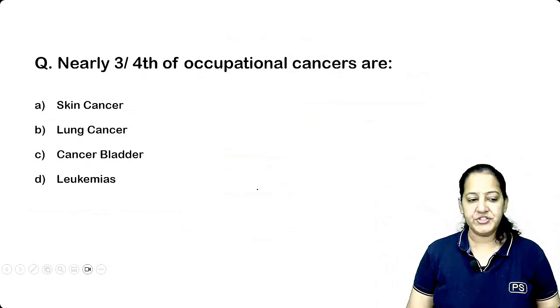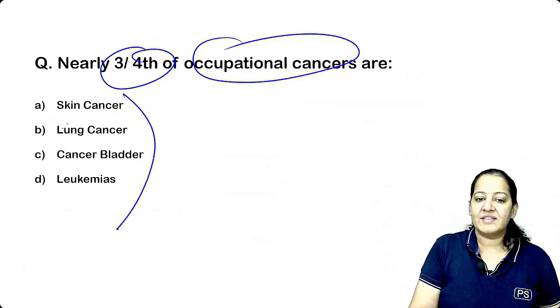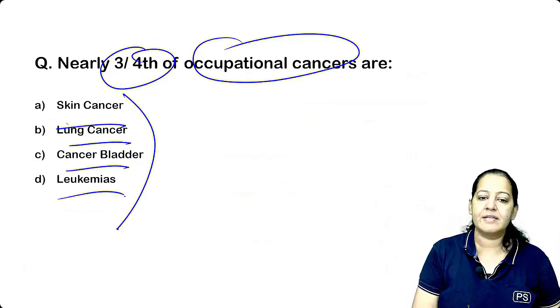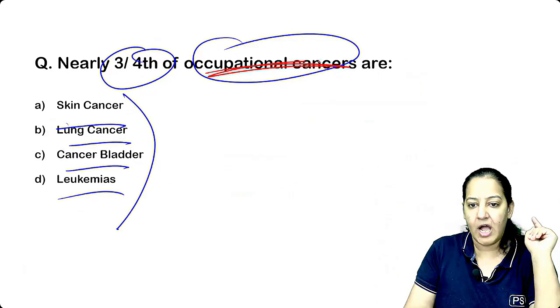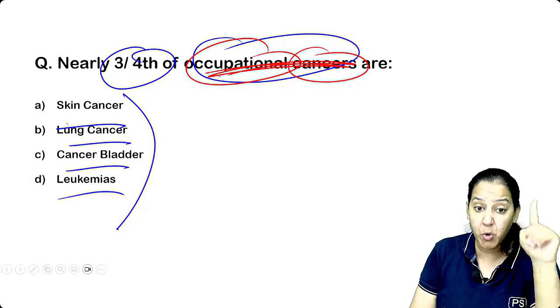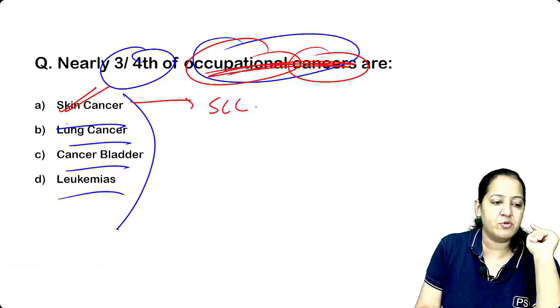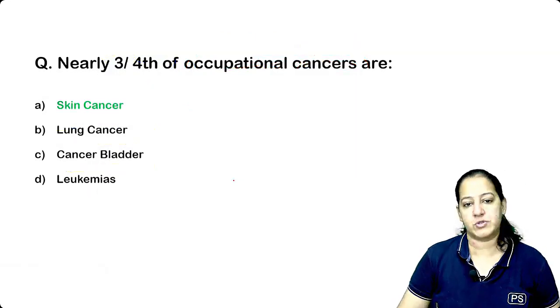Got it? Read the question, tell me the answer. Nearly 3/4 of the occupational cancer are which cancer? Skin cancer, lung cancer, bladder cancer, or leukemia? I'm asking for the term occupational cancer, the cancer due to occupation. Which cancer is most common? Occupational cancer may say skin cancer, and that too squamous cell carcinoma. Squamous cell carcinoma is most common.